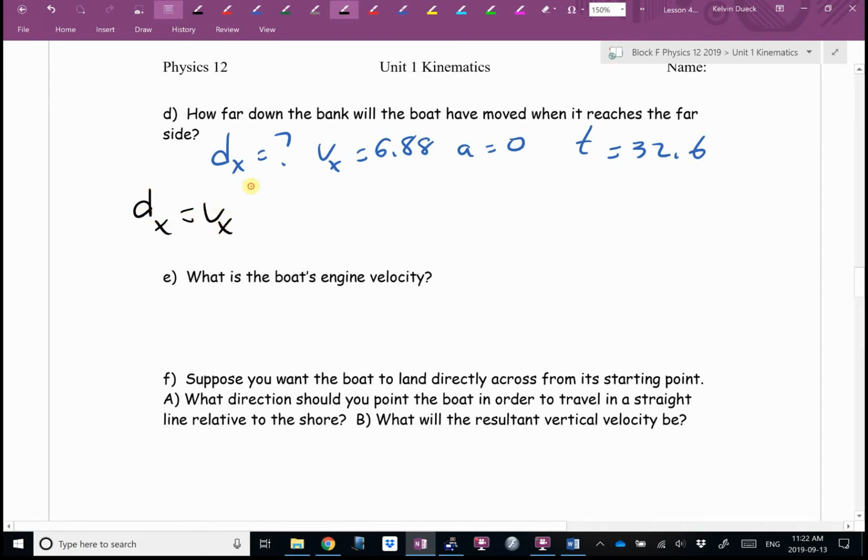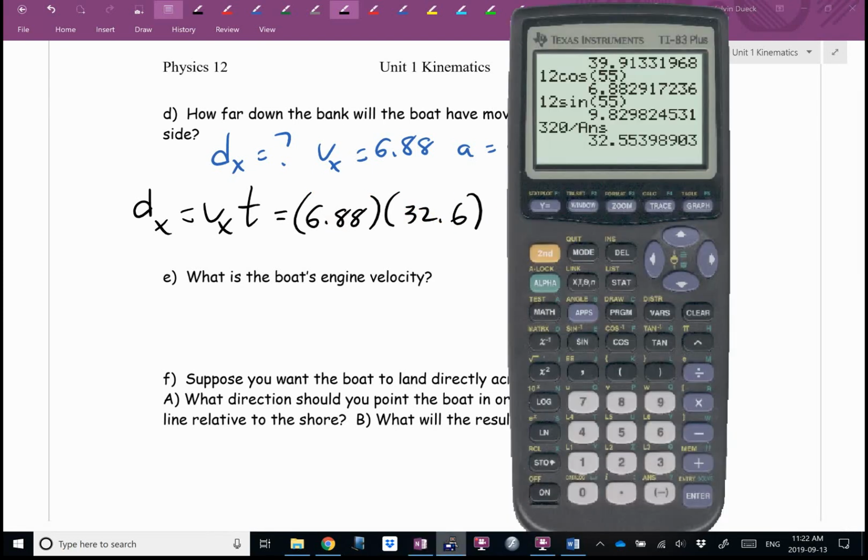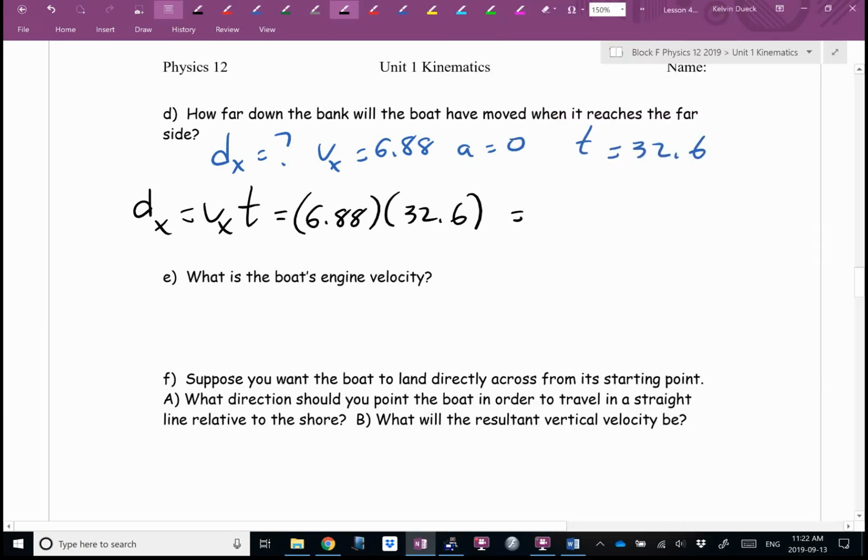I think I'm going to use dx equals vx times t. Then what happened to the plus a half at squared? So it's going to be 6.88 times 32.6. Although I didn't type 32.6, I used my answer button because it's less typing and more accurate. Double win. I got 223.97, 224 meters. It's going to be a fairly hefty walk.